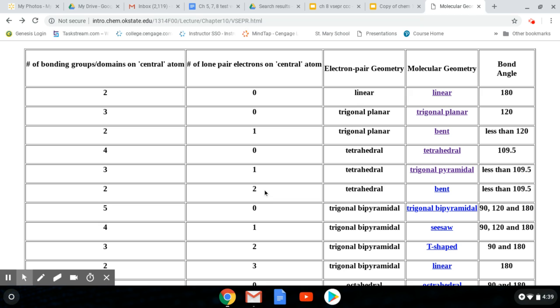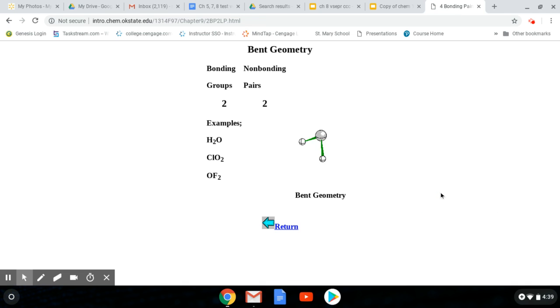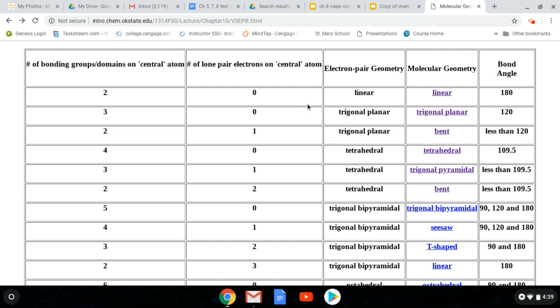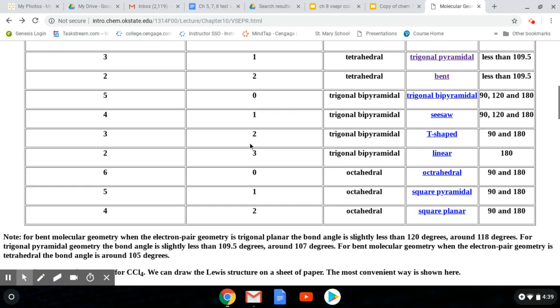Let's take off another bonding pair and replace it with a pair of electrons. There we go. We've got 2 plus 2 equals 4. We call this bent. All we did was pluck off one of those bonding angles and replace it with a lone pair of electrons. We call this tetrahedral bent. Notice that for VSEPR, it keeps going.